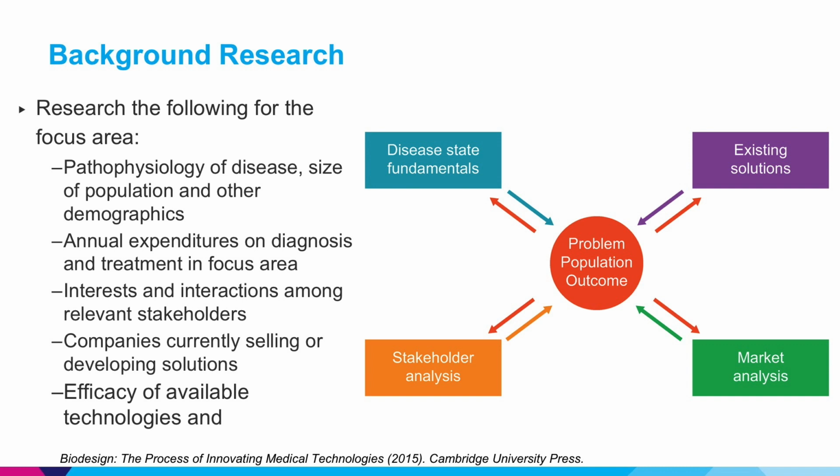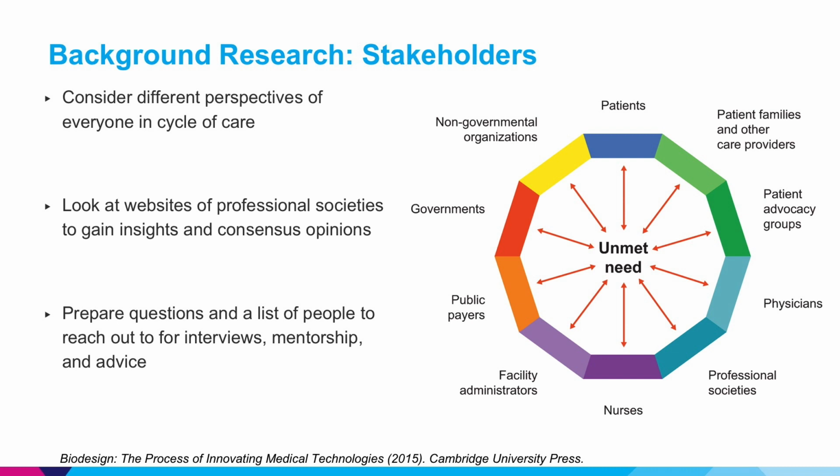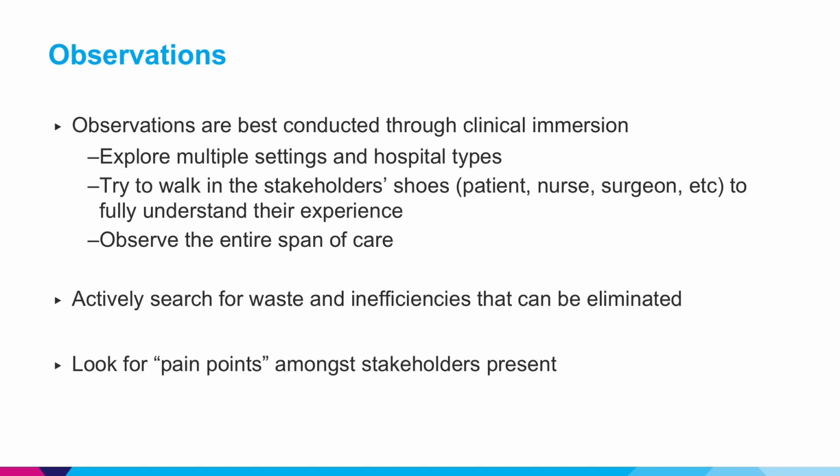When researching stakeholders, it's important to consider different perspectives in the cycle of care. It's important to perform background research to identify the key stakeholders and their different perspectives, such as physicians, patients, nurses, and representatives of the healthcare system. After background research, you should begin the process of observations, which are best conducted through clinical immersion. Try to explore multiple settings and hospital types throughout the span of care, and actively search for waste and inefficiencies that can be eliminated, as well as pain points among stakeholders present.